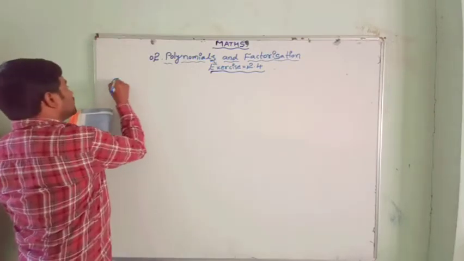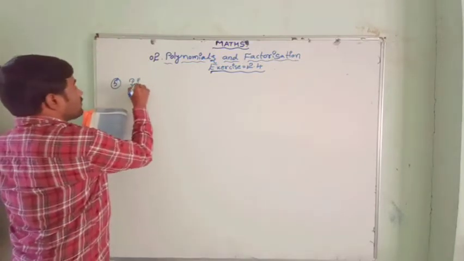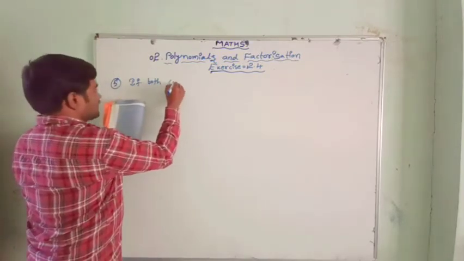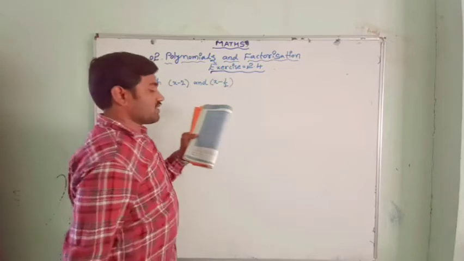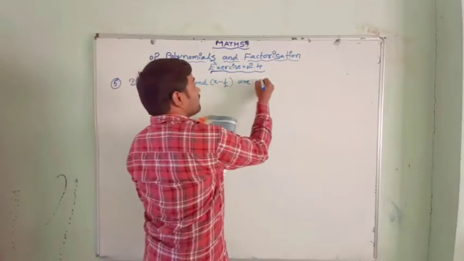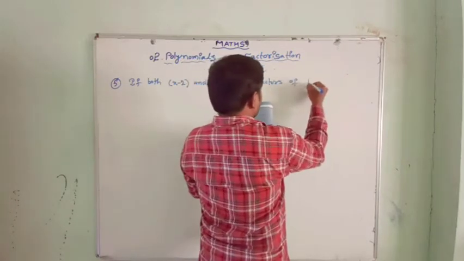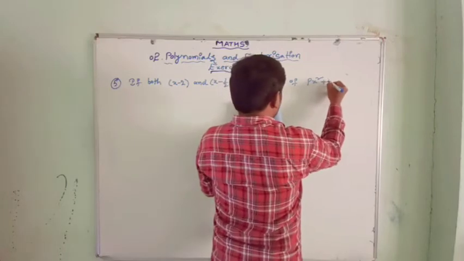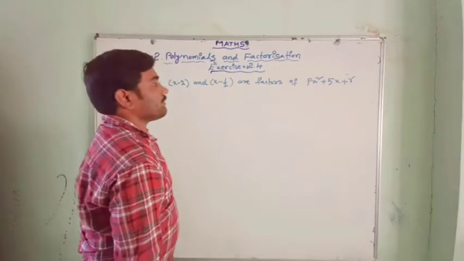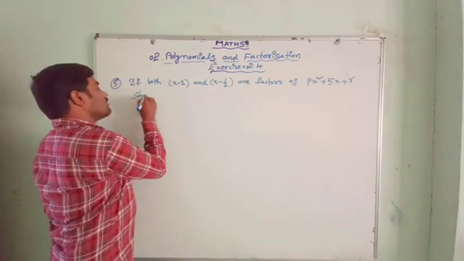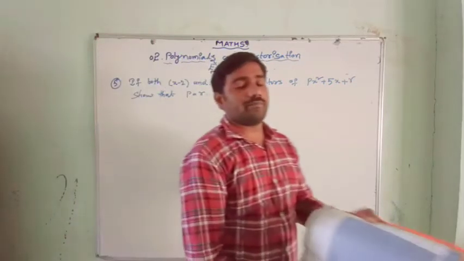Let us see the fifth question. If both x minus 2 and x minus 1 by 2 are factors of px square plus 5x plus r, show that p is equal to r. We have to show that p equal to r.